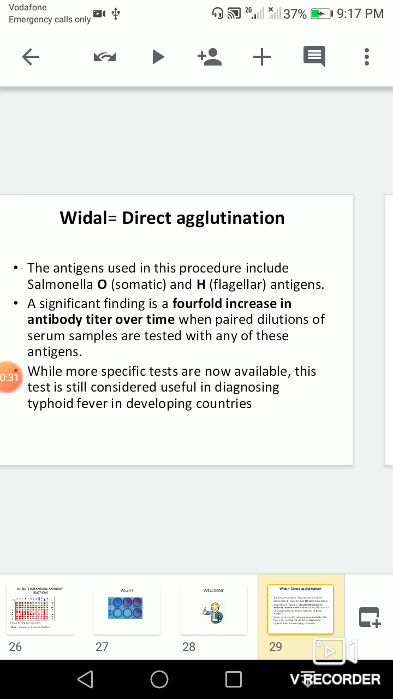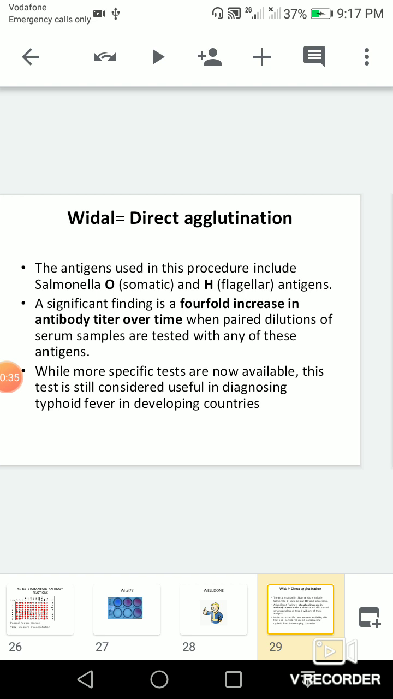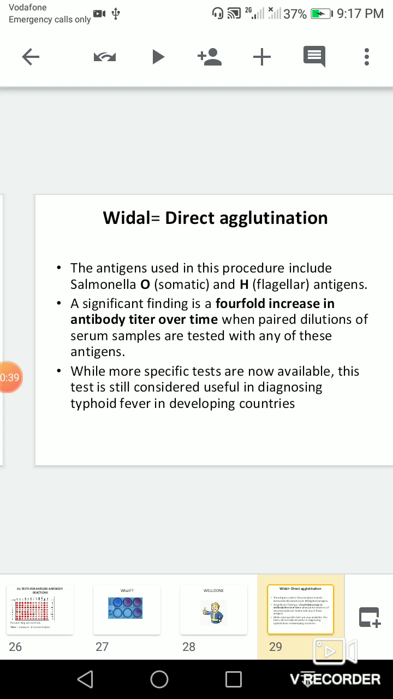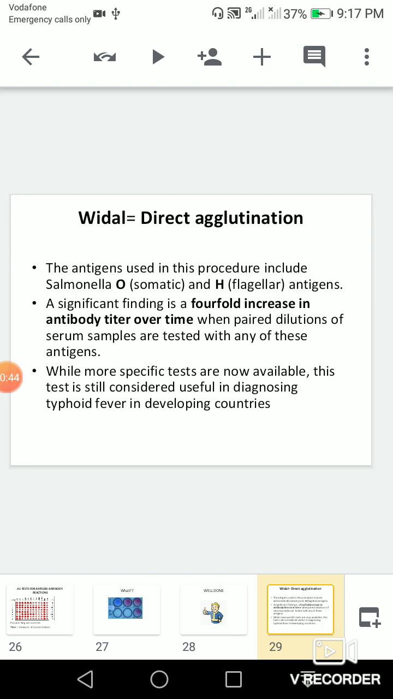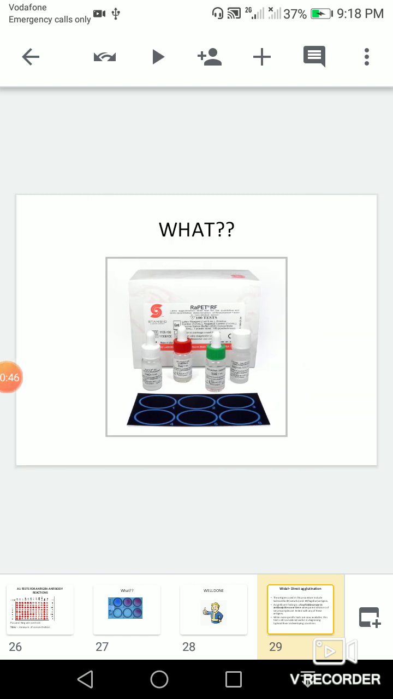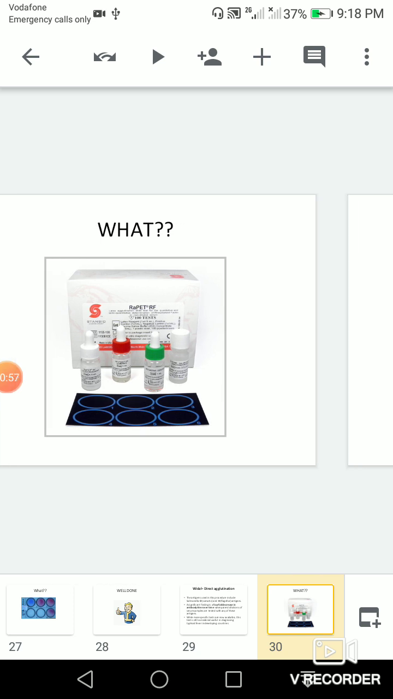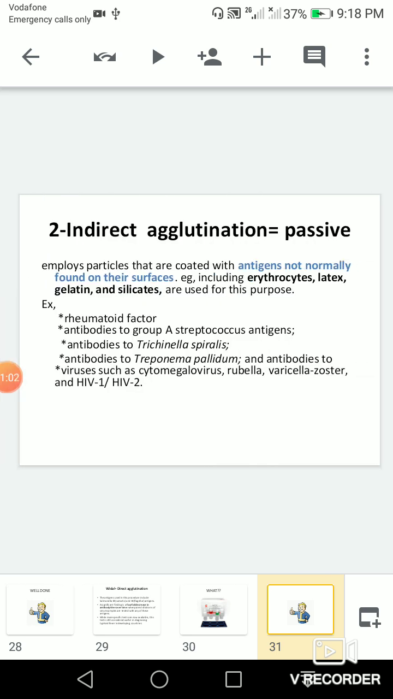A fourfold rise in antibody titer over time, when paired dilutions of serum samples are tested with any of these antigens, is significant, while more specific tests are now available. This test is still considered useful in monitoring typhoid fever in developing countries, and a similar test is used for RF measuring also. It contains a standard, positive and negative control, to ensure the positivity of the test, and also contains the reagent, and we are going to see an area of agglutination, the same as in ABO and the Vidal test.